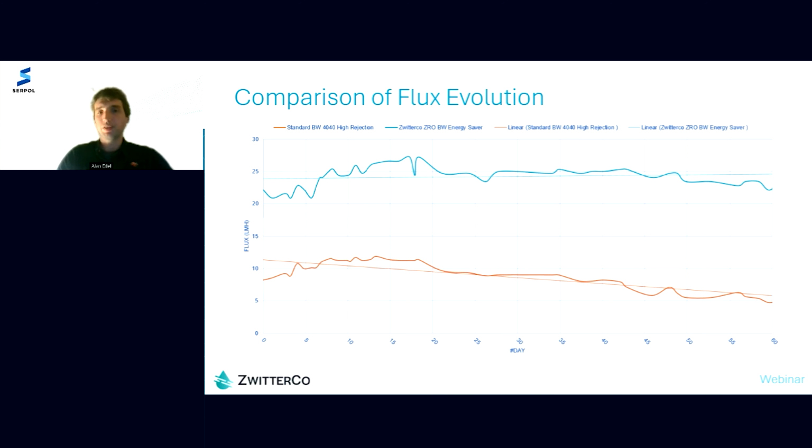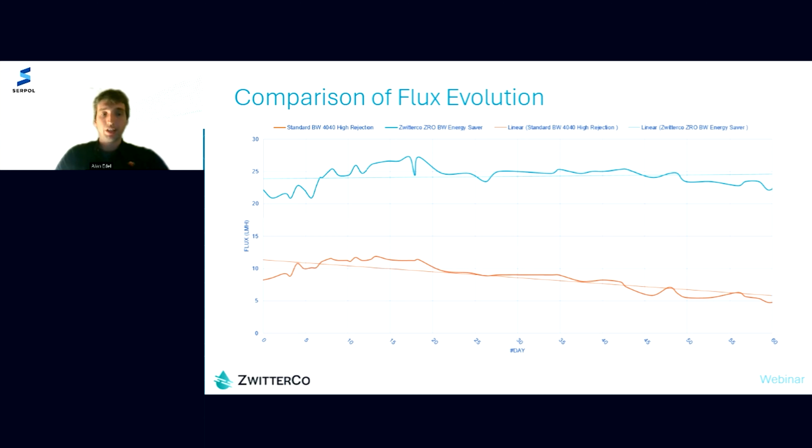We have been running the ZwitterCo elements for 7 months now, and the results have been very positive because we have reduced the cleaning frequency from once a day to twice a week. We haven't changed the membrane in 7 months. Before, we were changing membranes every 2 to 3 months. So it was a big change for us.